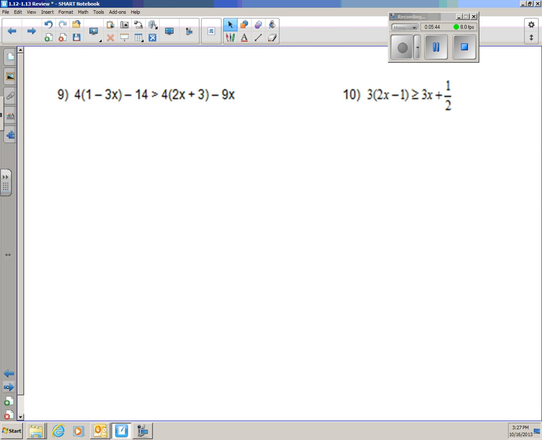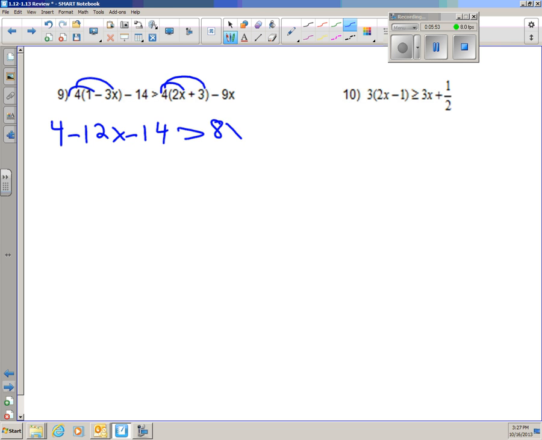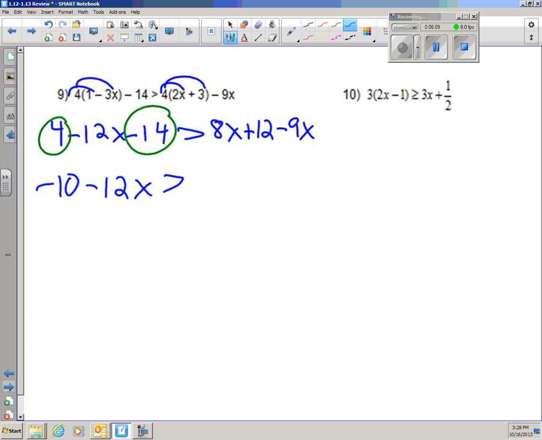Some distributive property has to happen. So I distribute: 4 minus 12x minus 14 is greater than 8x plus 12 minus 9x. On the left-hand side, I have some like terms. I've got 4 minus 14, or negative 10, minus 12x, greater than. I've got 8x minus 9x on the same side, or negative 1x plus 12.